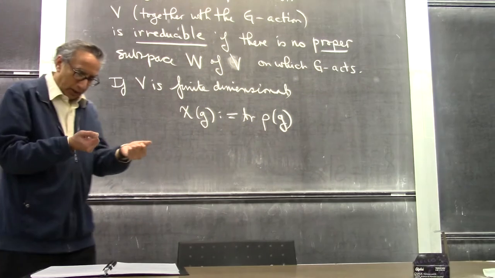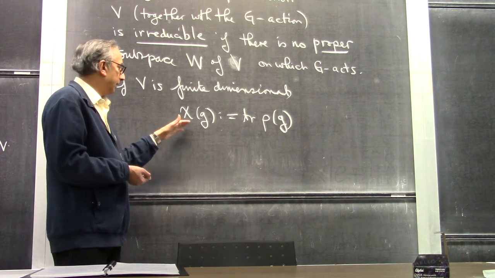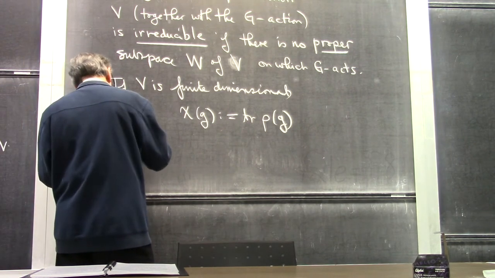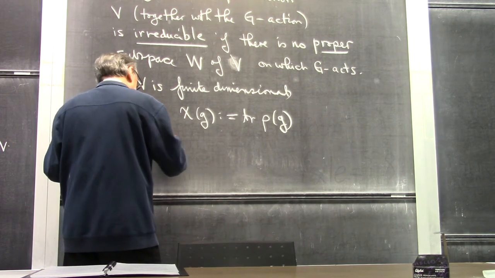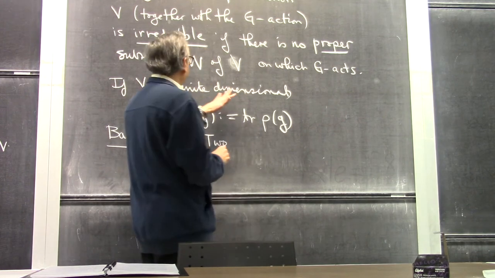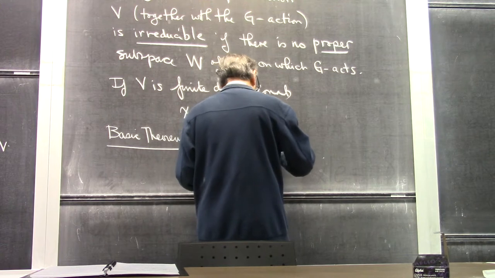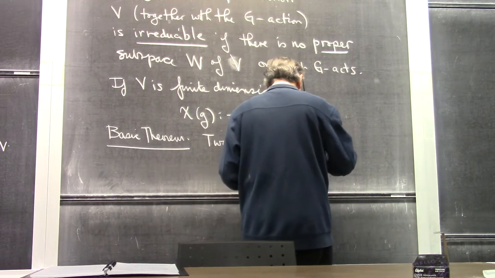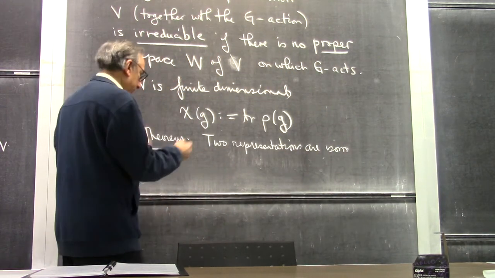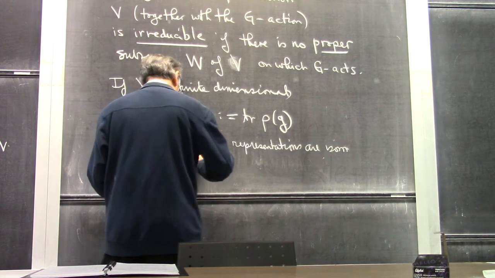And it turns out that two representations are isomorphic if and only if their characters are equal. It's a basic theorem. Now I've moved to the finite dimensional case: two representations are isomorphic if and only if their characters are equal.